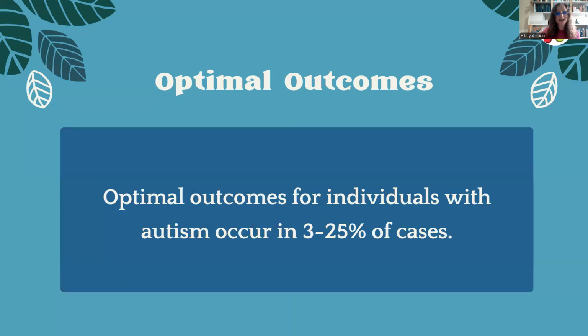Based on their meta-analysis, Levi and Perry estimate that optimal outcomes for individuals with autism occur in 3 to 25% of cases. These optimal outcomes are possible, but they require expanded services across the autism spectrum, regardless of an individual's prognosis.